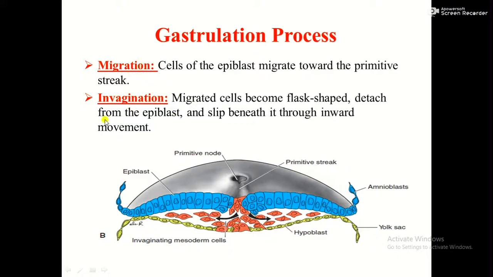Okay, then you have migration and invagination. They are both so important in the gastrulation process. Okay, so if I ask you, dash and dash are important steps in the gastrulation process.